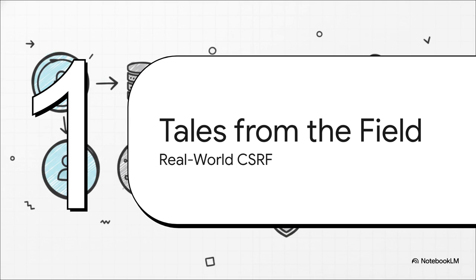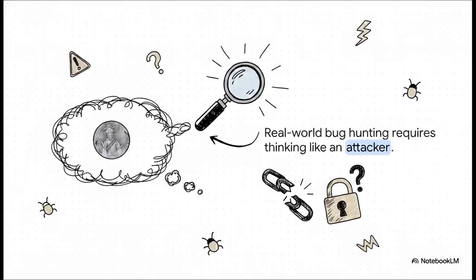All right, mechanics covered. Let's look at how this plays out in the real world with Act 3, Tales from the Field. When you're out there bug hunting in the real world, you really have to flip your mindset and think exactly like the attacker. You have to constantly poke and prod at the boundaries of how these applications handle trust and authentication. You have to be asking yourself, where is this developer trusting my browser just a little too much?